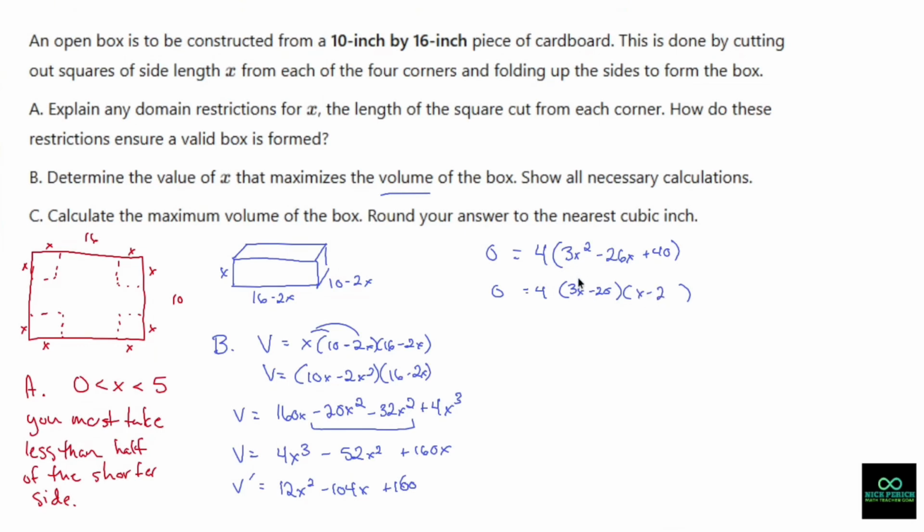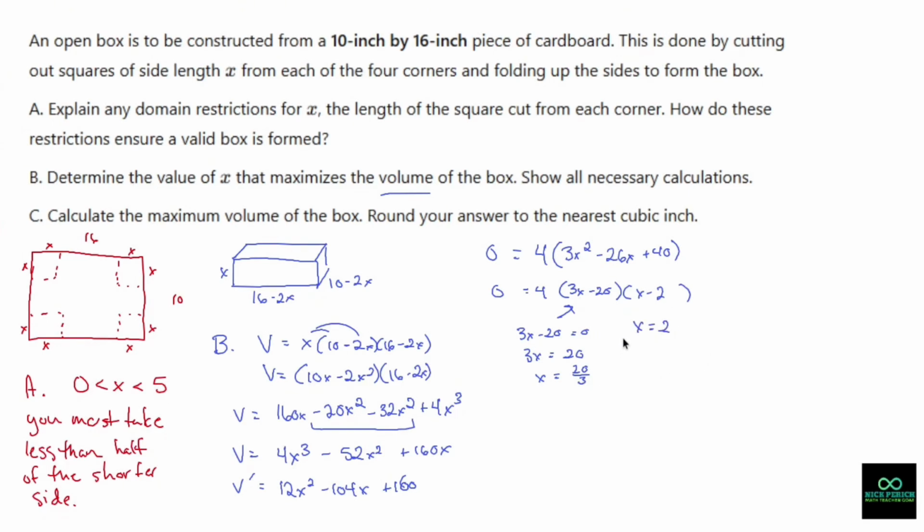Right, 3x squared minus 6x minus 20x. Yep, so that'll do just fine. Now the critical points I'll get here will be found by taking 3x minus 20, setting it equal to 0, adding 20, and dividing by 3, and x is going to equal 20 over 3. Over here we get x equals 2.